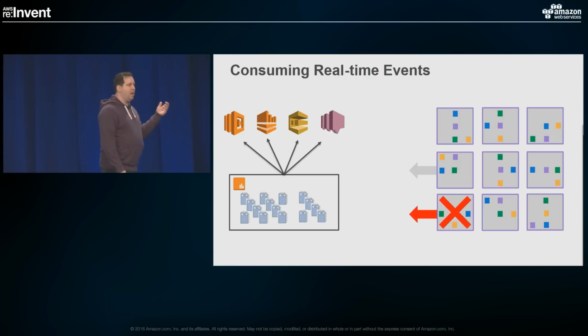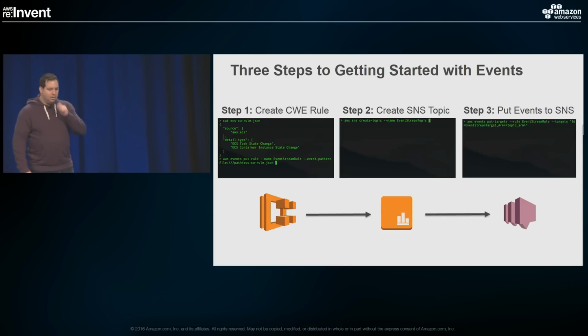So they offer Lambda, Kinesis, SQS, and SNS as options for consumption. And we support all those as well. It's really easy to get started using this in your infrastructure. So here's one example of how to use SNS.